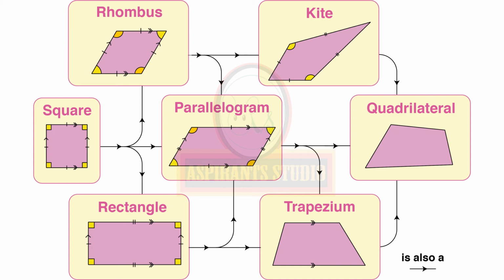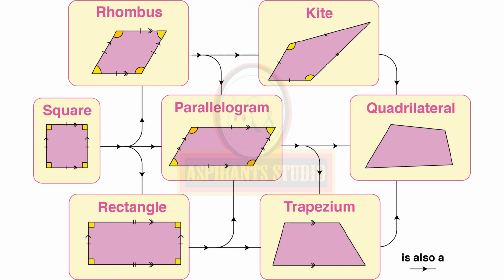And keep in mind that every square is a quadrilateral, but all quadrilaterals need not be a square. Similarly, every rectangle is a quadrilateral, but all quadrilaterals need not be a rectangle. Every rhombus is a quadrilateral, but all quadrilaterals need not be a rhombus. Similarly, with parallelogram and rhombus, square and rectangle, we can frame sentences like this.